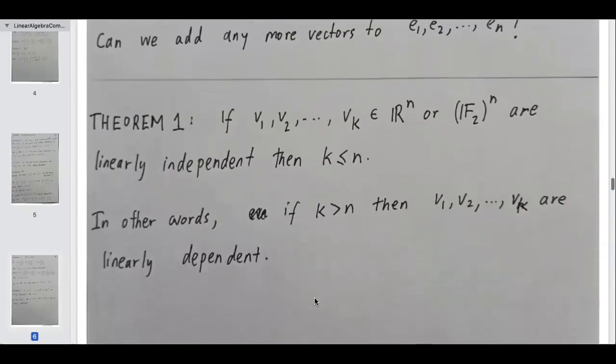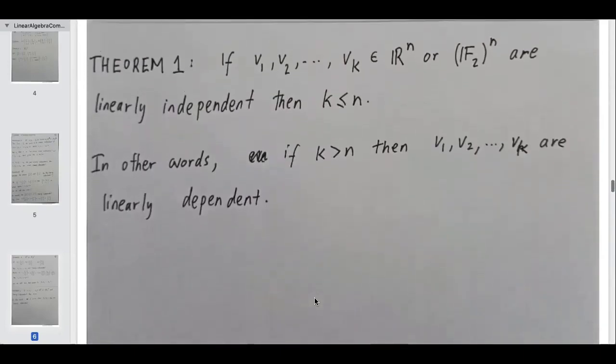Okay. So this is the important theorem we will use in our applications. If v1, v2, ..., vk in Rn or F2n are linearly independent, then it must be that k is less than or equal to n. In other words, if k is greater than n, then v1, v2, ..., vk must be linearly dependent.